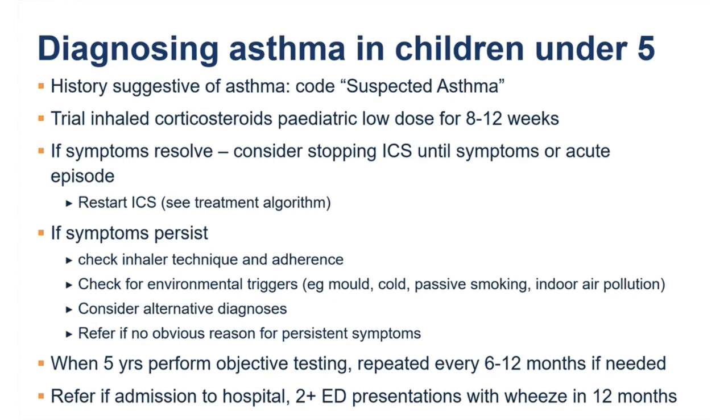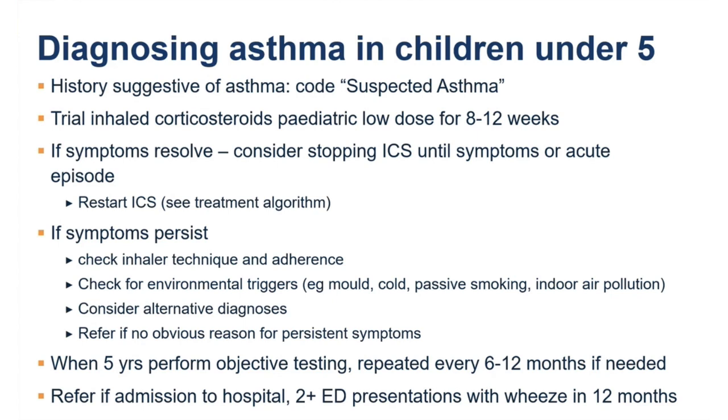In the under fives, this is the only group where the guideline does encourage us to do a trial of treatment. So 8 to 12 weeks of pediatric low dose inhaled corticosteroids. And again, the guideline has a link to a chart telling you what doses that equates to. And then monitoring that patient regularly. If their symptoms are resolving, then stopping it until the symptoms come back or they have an acute episode. And again, you're restarting it at that point.